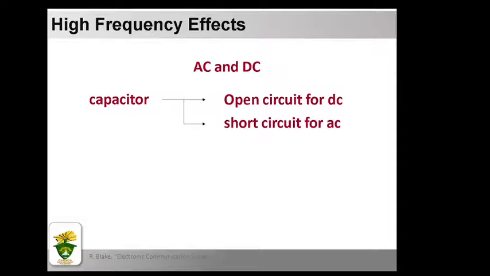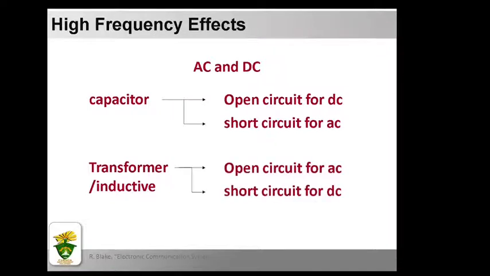The bypass capacitor that looked like a short circuit at 1 kHz, for instance, would no longer be so at 20 MHz. Perhaps an amplifier contained a transformer or other inductive element. Again, at first approximation, you might simplify an inductor as an open circuit for AC and short circuit for DC. So that is a transformer that would be represented as an ideal.